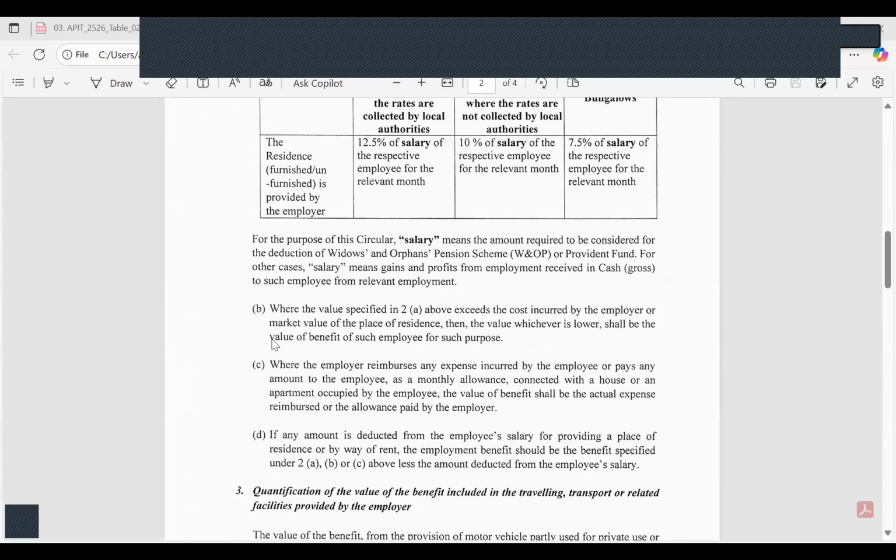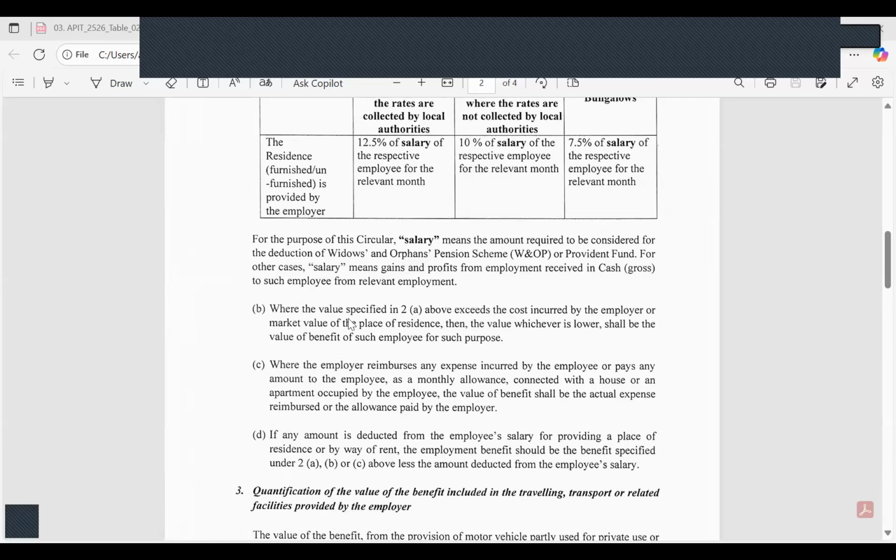Then it says, where the value specified in 2A above exceeds the cost incurred by the employer or the market value of the place of residence, then the value whichever is lower shall be the value of benefit. That means sometimes the employer rented it from another person for some amount and has given it to his employee. At that time, what is the benefit we have to consider?